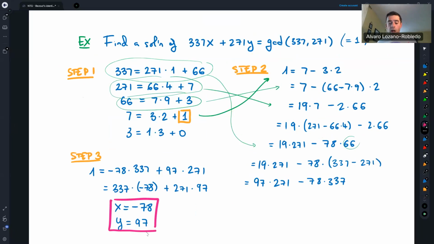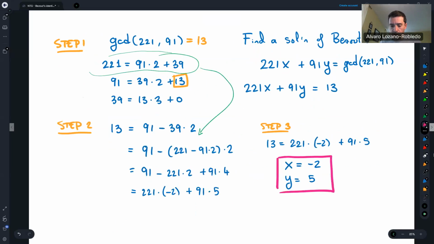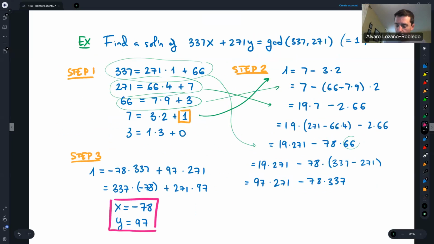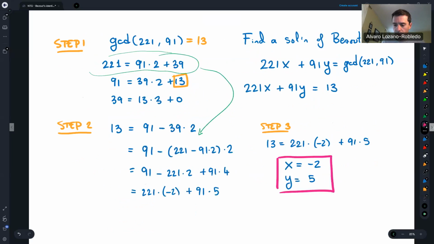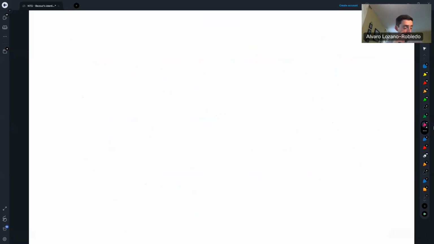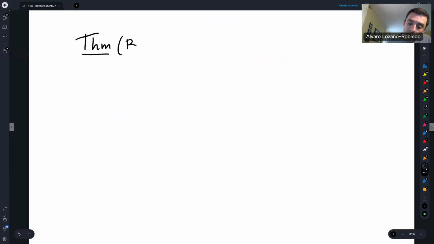Great. So I'm not going to write a proof of the following theorem, but what this says is that we can always start with Euclid's algorithm and revert it to find the solution of Bezout's identity. So what I'm going to do is write that as a theorem, what we call Bezout's identity.